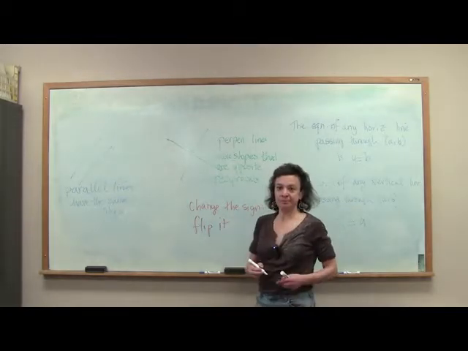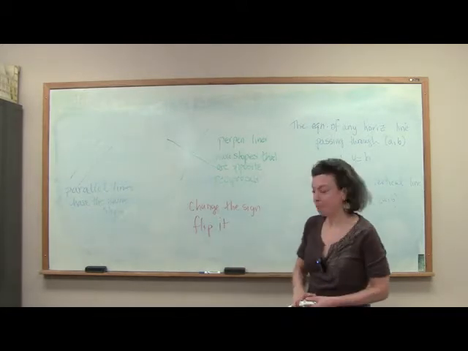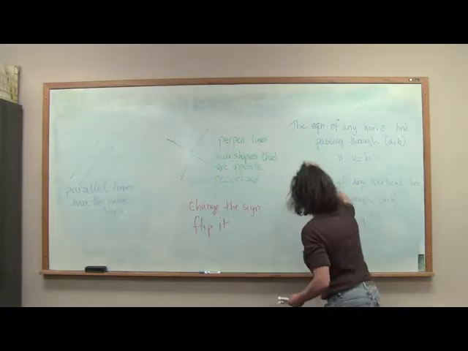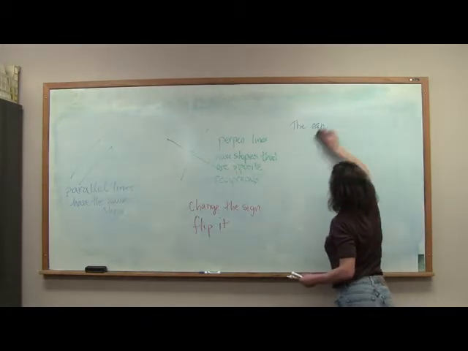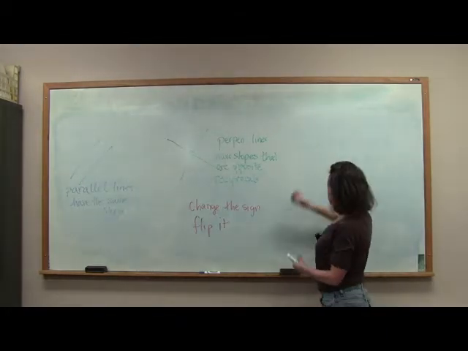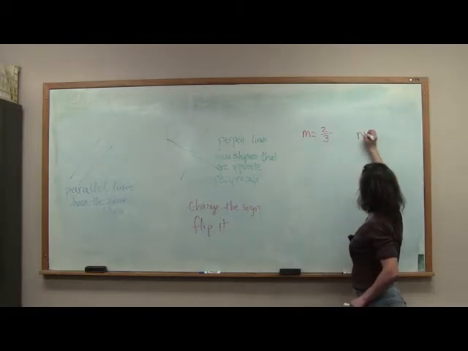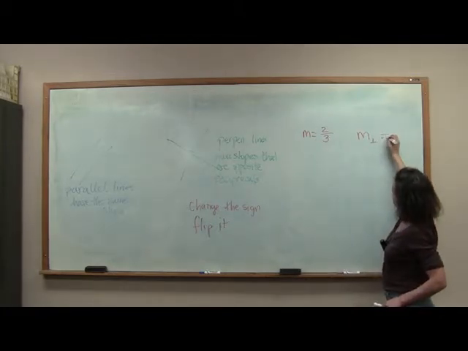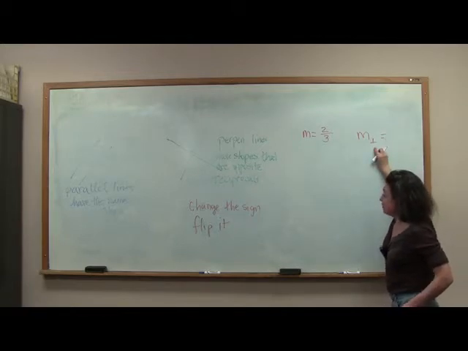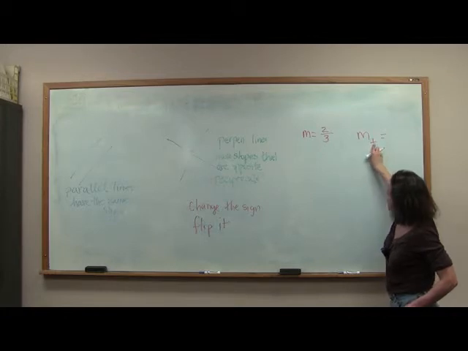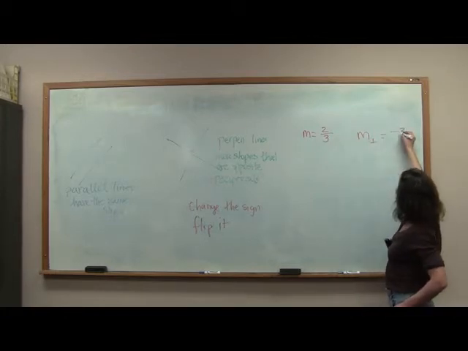And then you flip it. Not the most mathematically precise way to put it, but it works. So, just to practice a couple, for example, if my line has a slope of 2/3, this is the symbol for perpendicular. Don't worry about that too much. To find the slope of the line perpendicular to it, you change the sign and then you flip it.